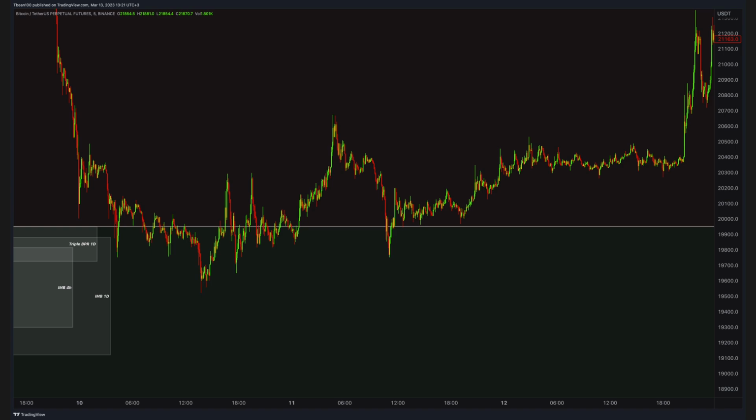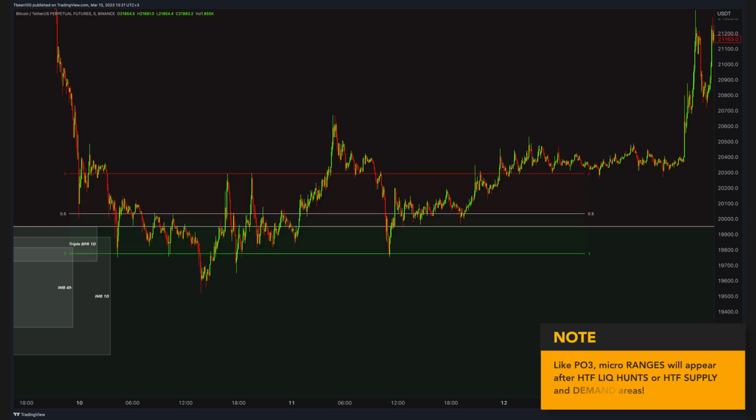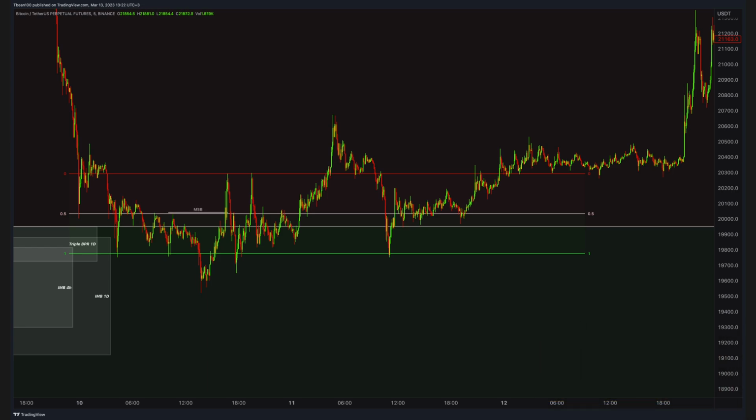Now, after the first nice trade opportunity, as you can see, price started to consolidate, basically creating our micro range. Again, micro ranges mostly happen right after high time frame liquidity hunts, like swing failure patterns, or high time frame demand areas like these imbalances. By using the same market structure break, you can still look for trade opportunities.